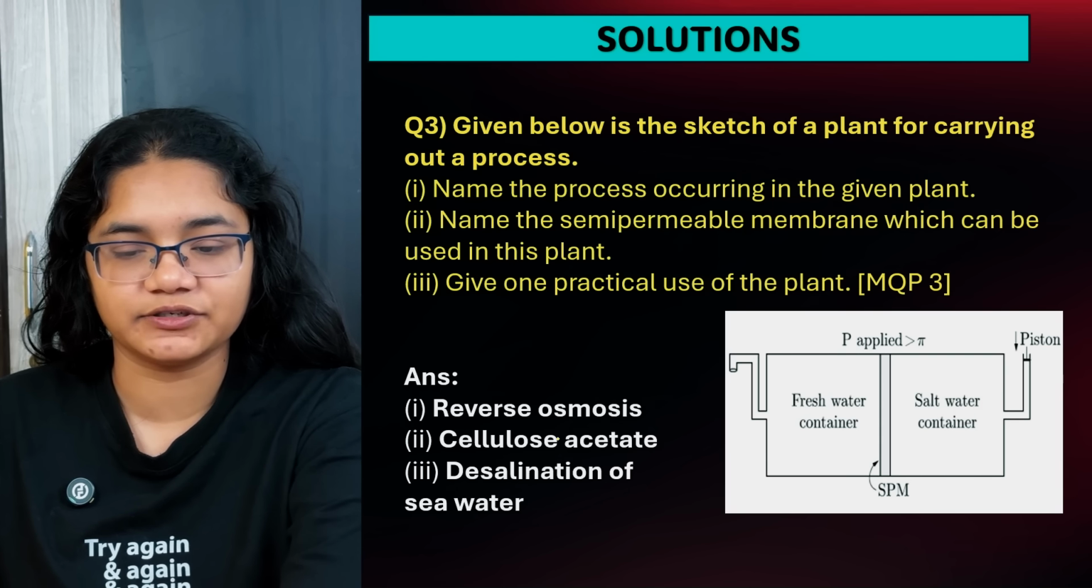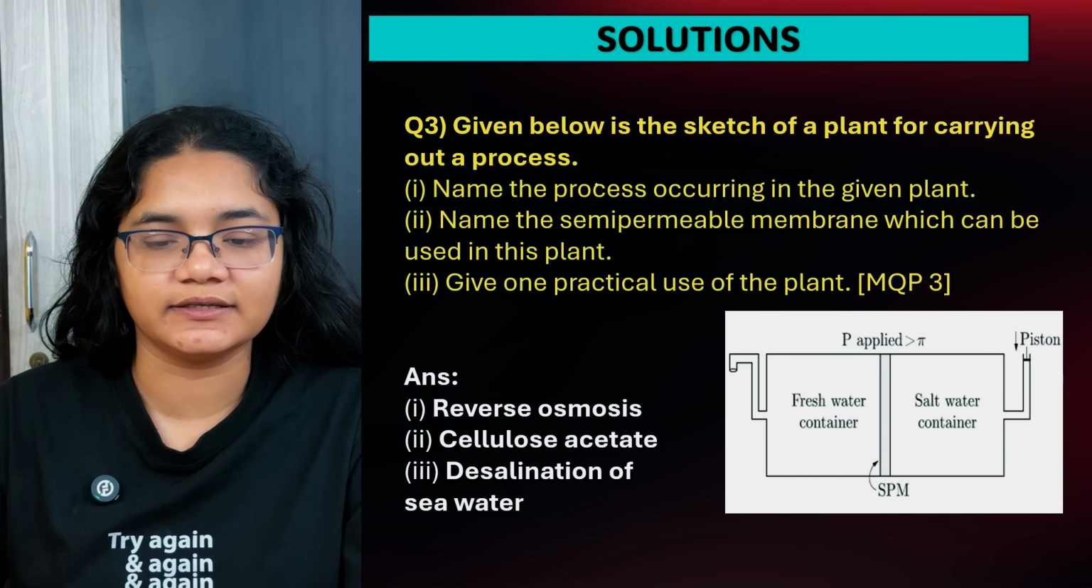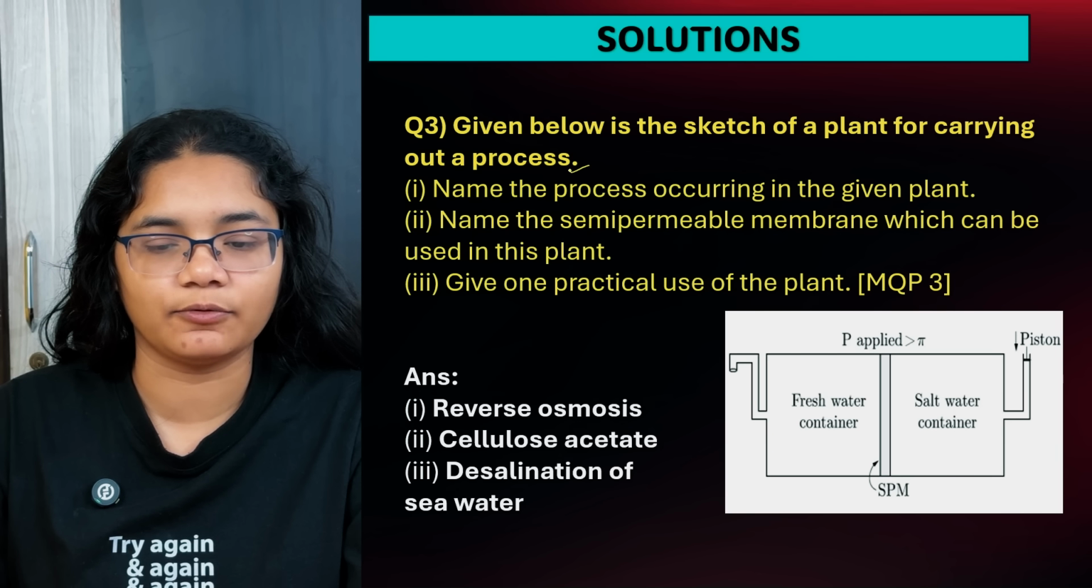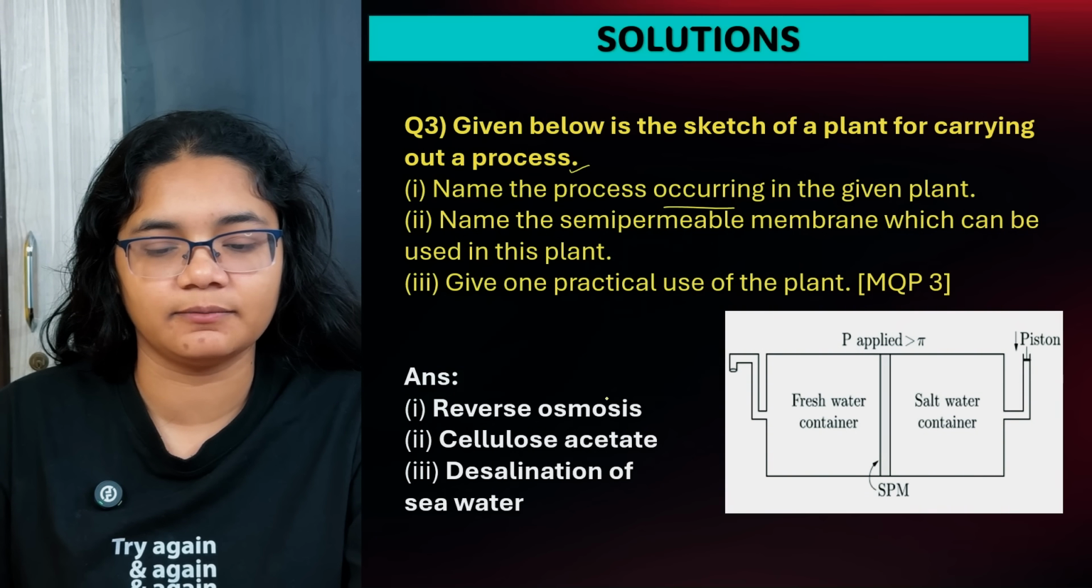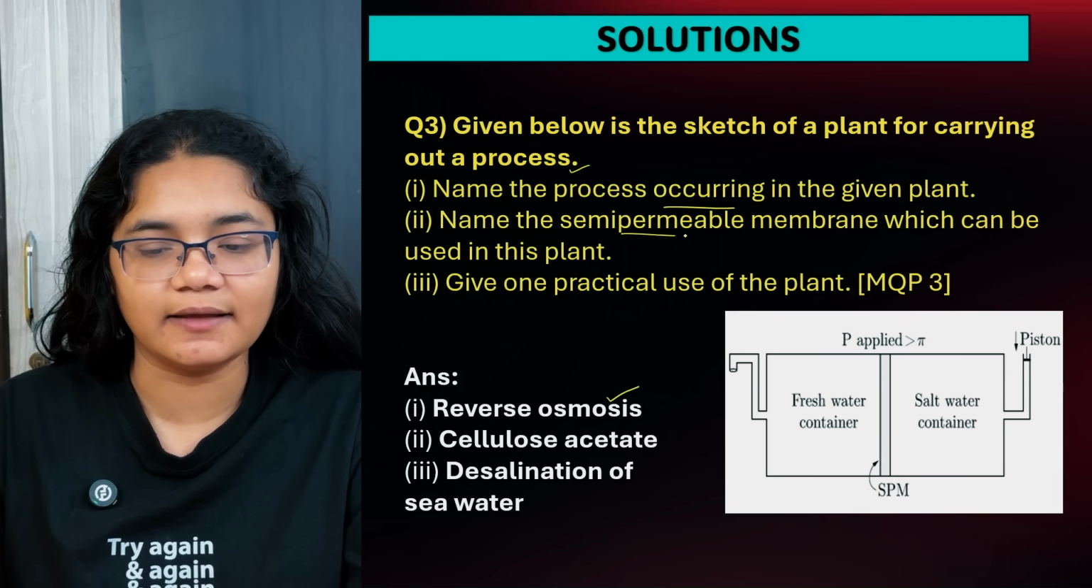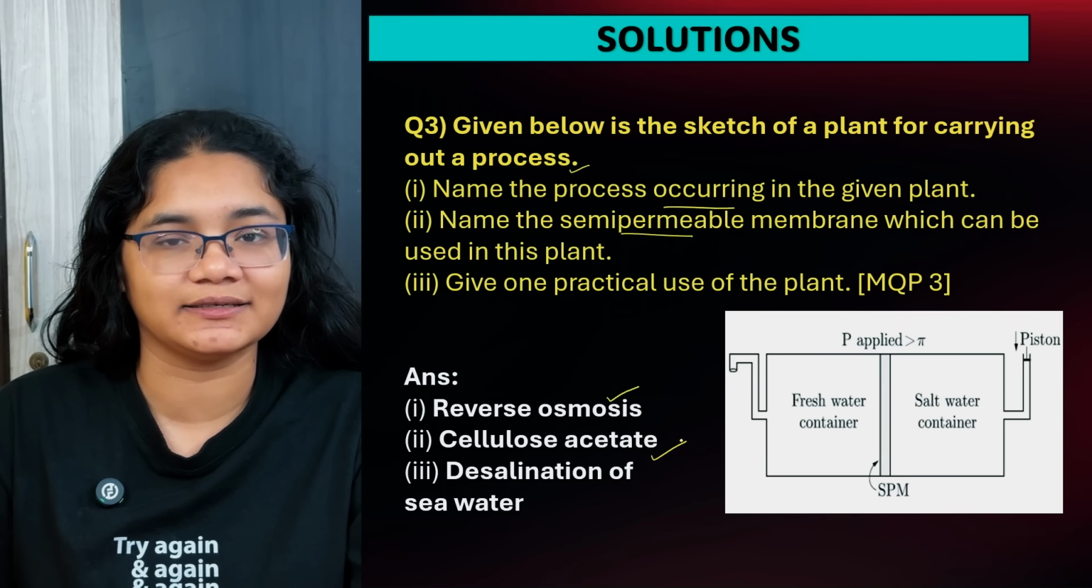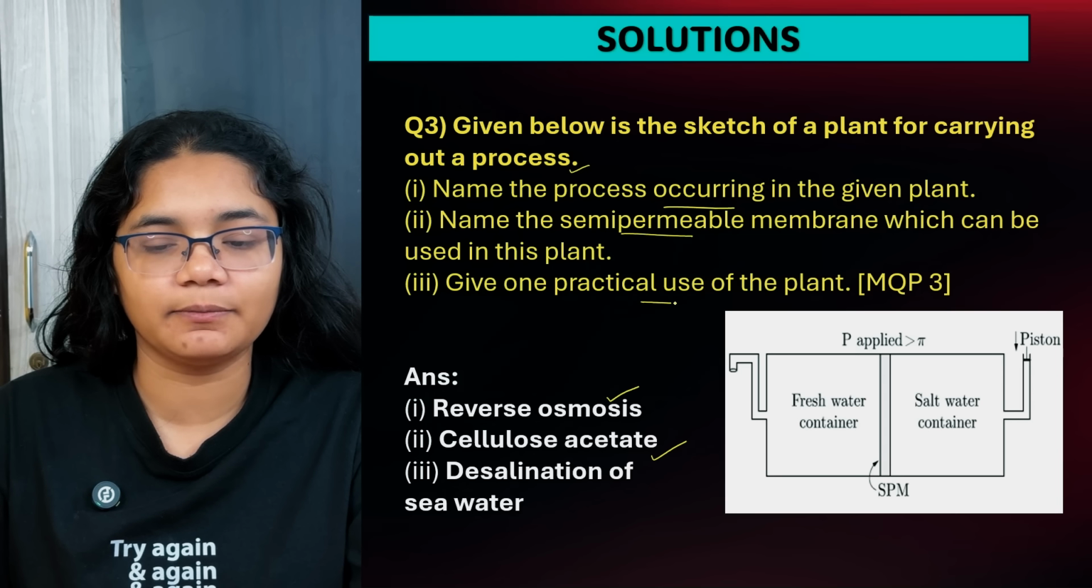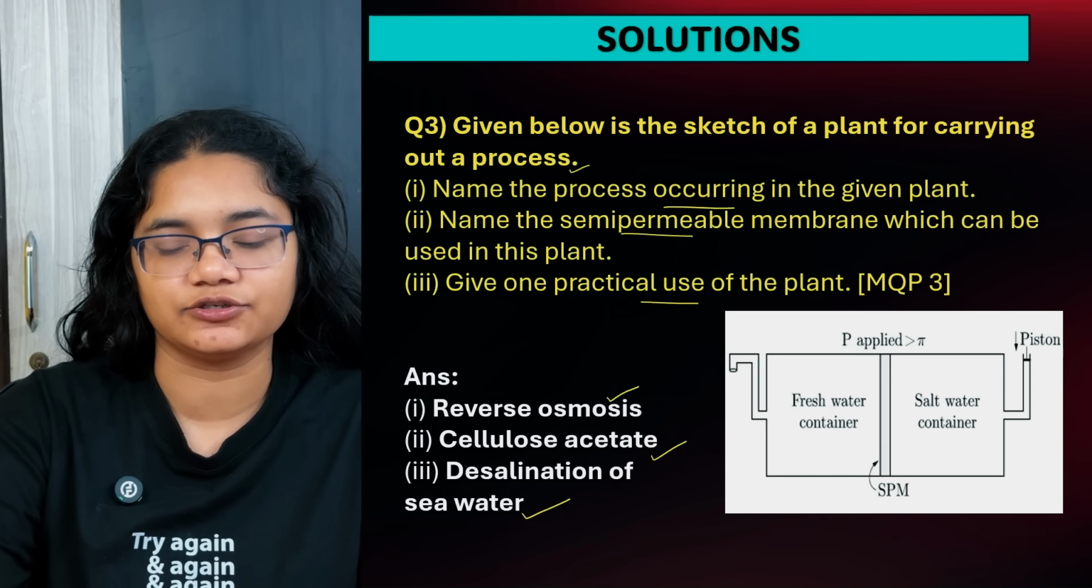Next is from model question paper 3. Given below is a sketch of a plant for carrying out a process. Name the process occurring in the given plant. That is reverse osmosis. Name the semi-permeable membrane used here, that is cellulose acetate. And give one practical use of the plant, that is desalination of seawater.